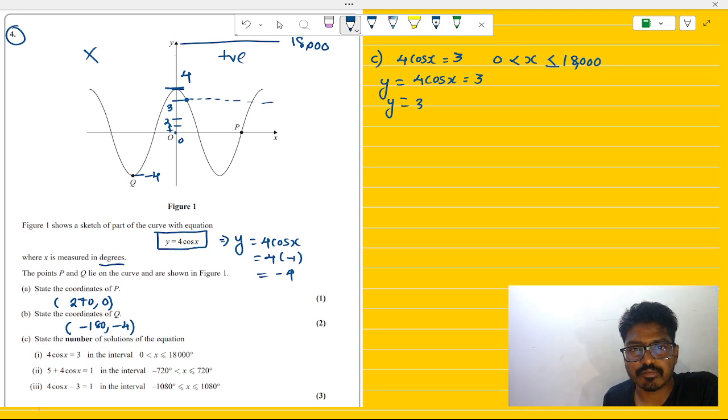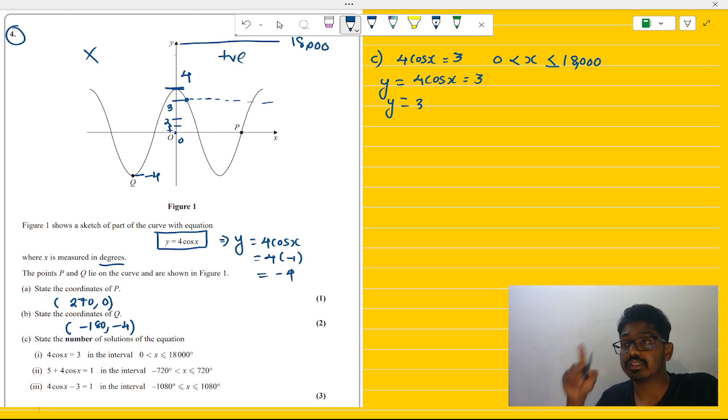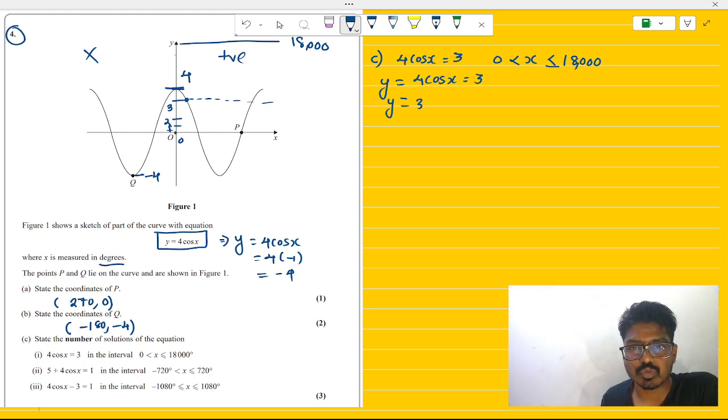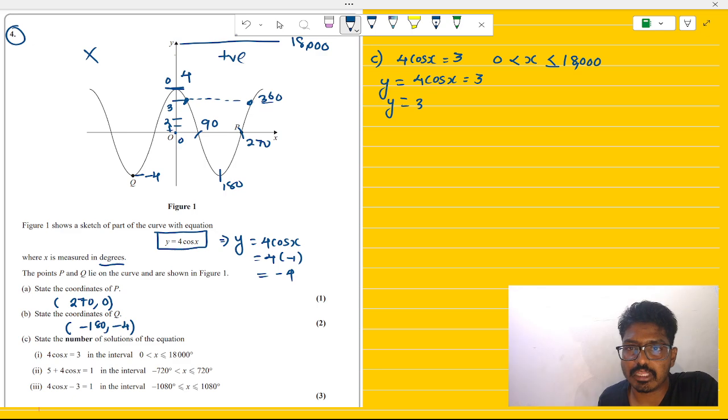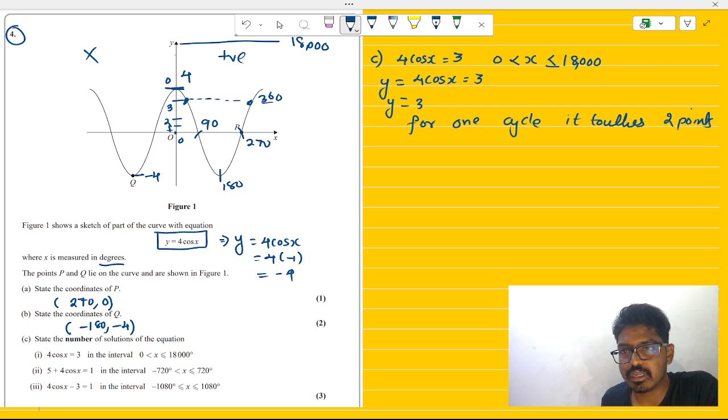We cannot keep on extending the curve up until 18,000. So we just have to see one full cycle. Let's say here 0, this would be 90, this would be 180, this would be 270, and this would be 360. For one cycle, how many points does it touch? For one cycle it touches 2 points.